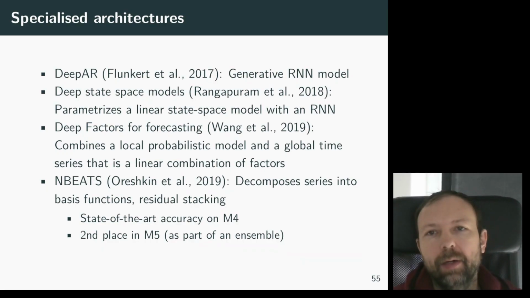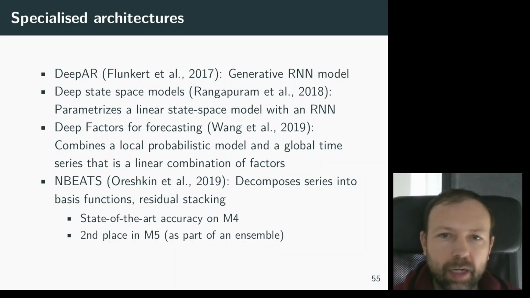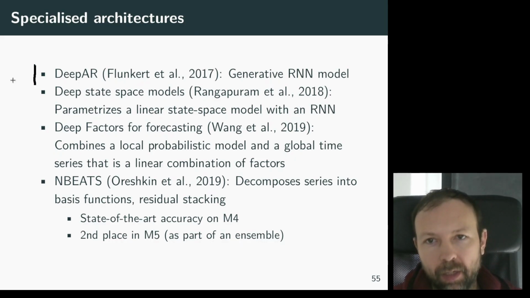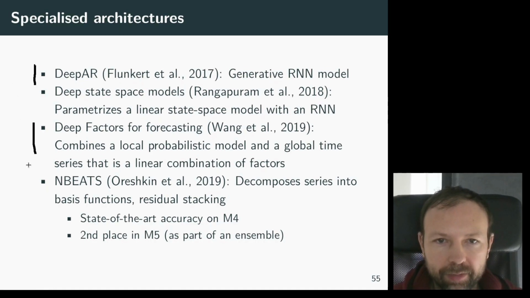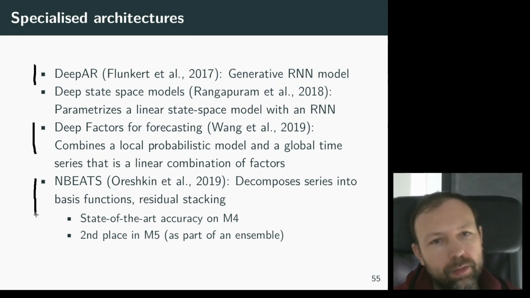Okay, so speaking about some specialized architectures in that RNN, CNN space, there's obviously DeepAR, one of the first proposals in that space. That's a generative RNN model. We have the deep state space models that parameterize a linear state space model with an RNN. Deep factor models that combine a local probabilistic model with a global model that is a linear combination of factors. And then N-BEATS that decomposes series into basis functions and does residual stacking. N-BEATS is well known because it claimed state-of-the-art accuracy on the M4 after the M4, and it was also part of the second place solution in the M5 as part of an ensemble.